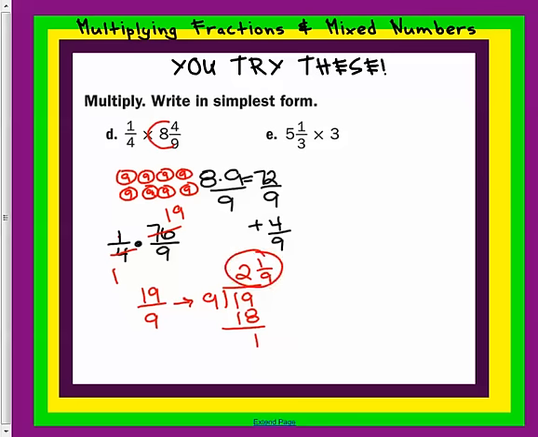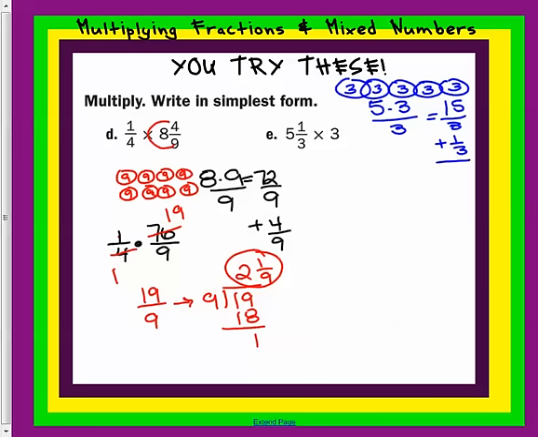Over here, I have 5 groups of 3, okay, and these are thirds, so I have 15 thirds. Add my 1/3, and I have 16 thirds. So 16 thirds times 3 over 1. I'm going to simplify within the problem. 3 goes into itself once, so I get 16 over 1, or just 16.